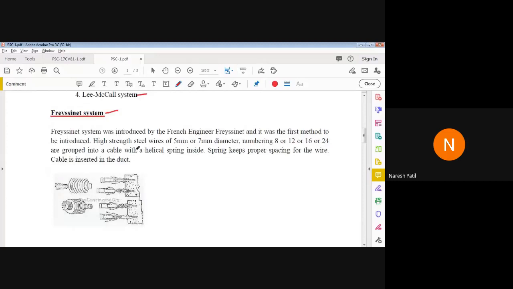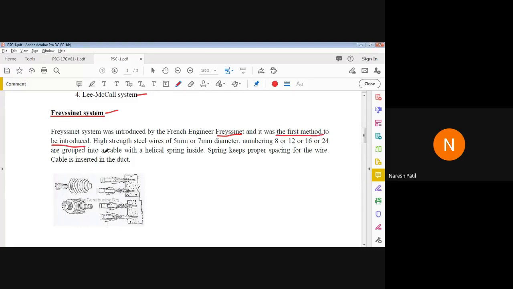The Freyssinet system was introduced by the French engineer Freyssinet. Because his name is Freyssinet, it is identified and designated by his name only. So it is called Freyssinet. Okay, it was the first method to be introduced, the first method in pre-stressing systems.